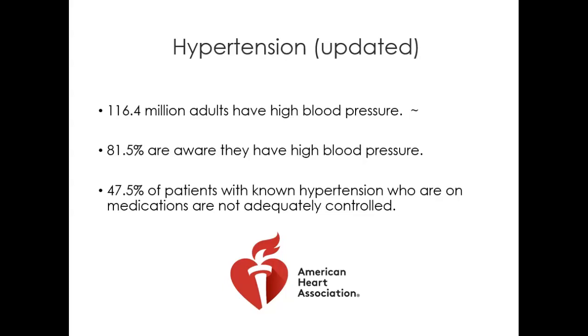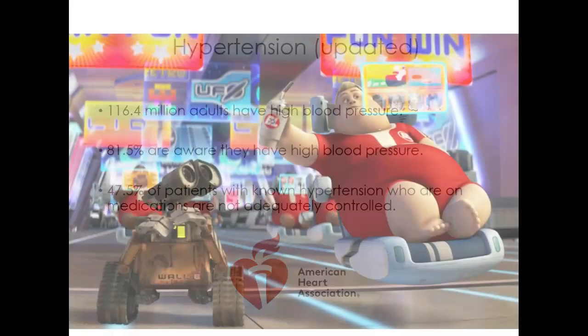According to the American Heart Association, we have some numbers here. A little over 100 or just under 120 million adults have high blood pressure. 81.5% are aware that they have high blood pressure, so that leaves roughly 20% undiagnosed. And about 50% of patients with known hypertension who are on medications are not adequately controlled. So it takes a while sometimes to dial in the medication just right to control blood pressure.